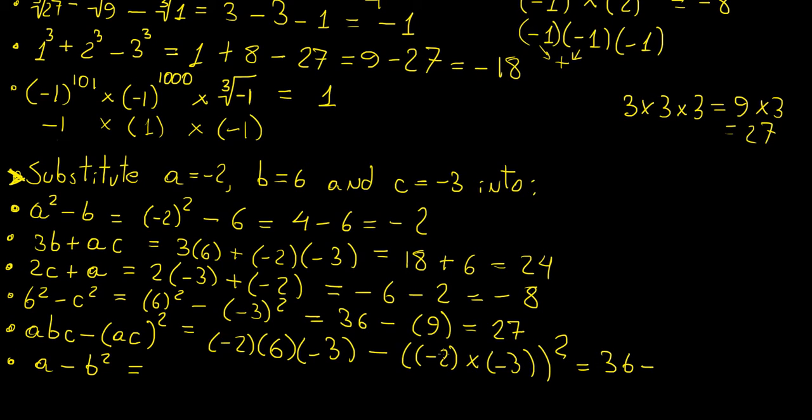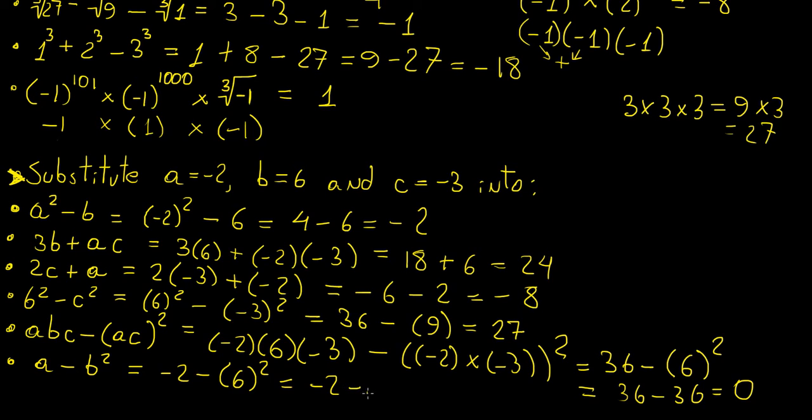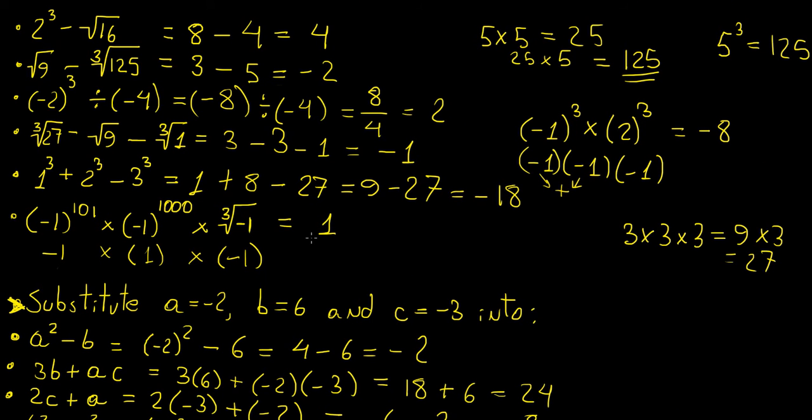Minus. So here what we need to do first is multiply the inside of the bracket first. So minus 2 times minus 3, that's going to become positive, so that's going to be plus 6. And now we're going to square that. So 36 minus 6 squared, which is 36 again, it's going to be 0. And the final one is just going to be minus 2 minus 6 squared. So minus 2 minus 36. And that's minus 38.